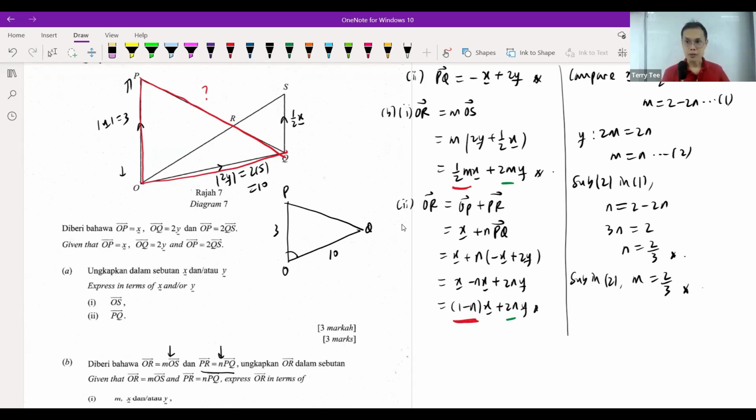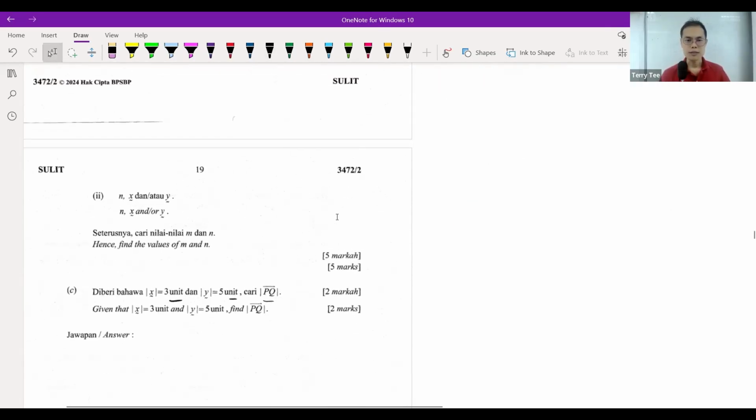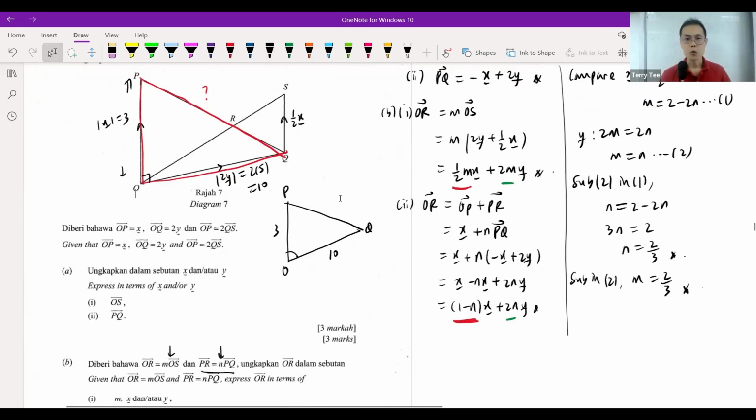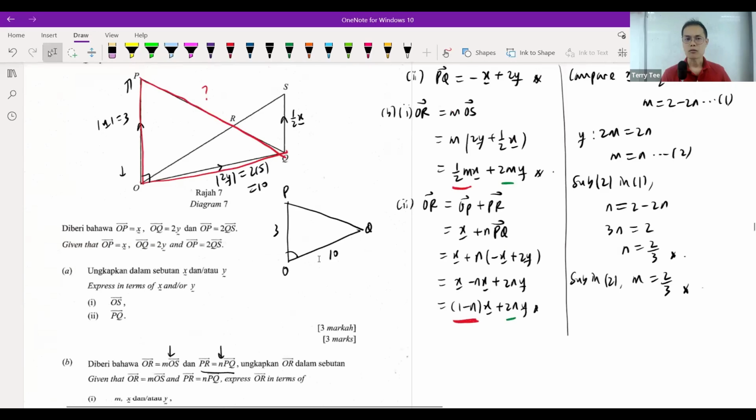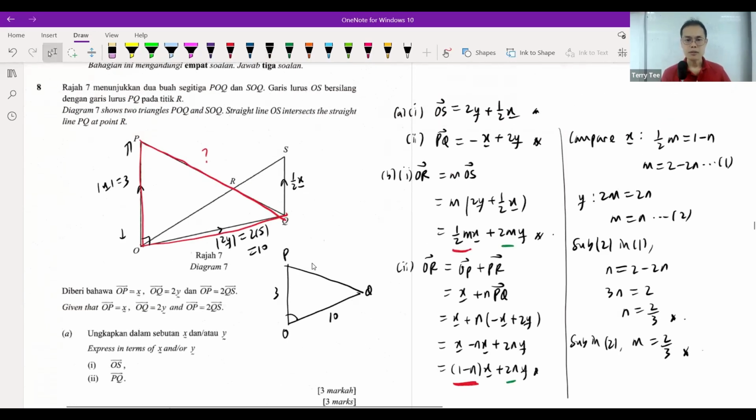So that's the problem. There's an error in the question. If you check the marking scheme, the question assumes that this is a right angle. So maybe what they can do is say, given that angle POQ is 90 degrees, then magnitude x is 3, magnitude y is 5, find magnitude PQ. Then you can find, right? Even if they give you 60, or 45 or whatever angle, once you know this angle, we can use cosine rule to find PQ.